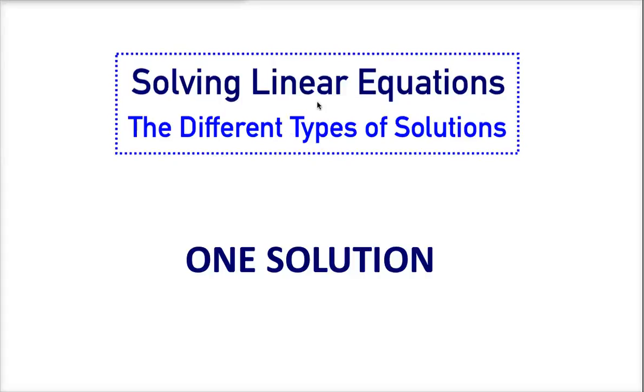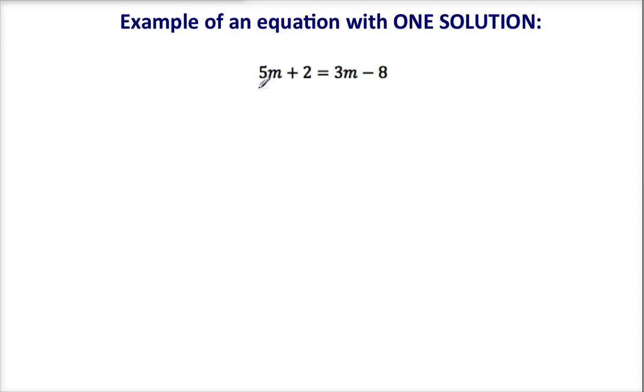Let's take a look at the equations now that have one solution. These ones should look pretty familiar to you because this is what we've been dealing with so far. So here's an example of an equation with one solution. So let's go ahead and solve it first so you can see that there's one solution, and then we'll examine it again to make sure that we can just look at it and identify that it will just have one solution. So first of all, it looks like all the simplifying is done that we need to do.